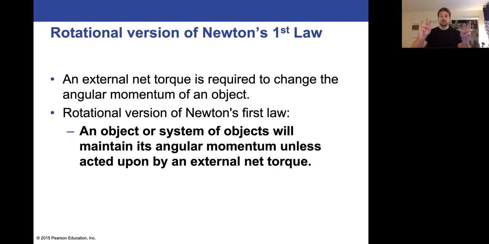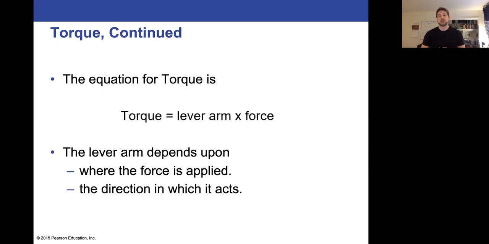So now that we have this torque, we can talk about Newton's first law for rotation. An object or a group of objects will maintain its angular momentum unless acted on by net external torque. How much torque? We need to know how much force, where the force is applied, and the direction in which it acts. And those two pieces together are what we call the lever arm.